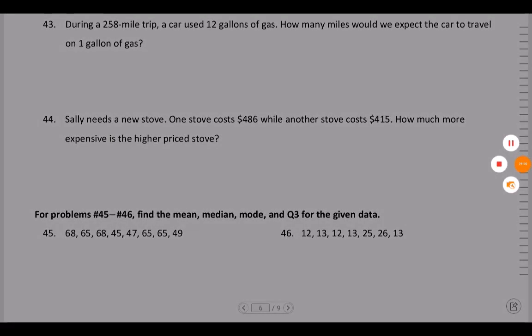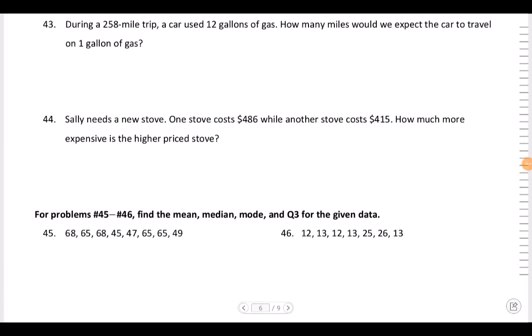Let's see. All right, number 43. During a 258-mile trip, a car used 12 gallons of gas. How many miles would we expect the car to travel on 1 gallon of gas? Okay, so it sounds like we need to set up kind of a ratio here. So 258 miles, we used 12 gallons of gas, or maybe it's a proportion, I guess.